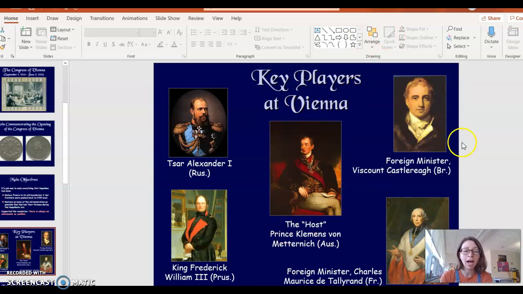So these 5 key players are the ones that are going to have the loudest voice at the table. They're the ones that are going to be really wheeling and dealing and establishing who gets which pieces of land.